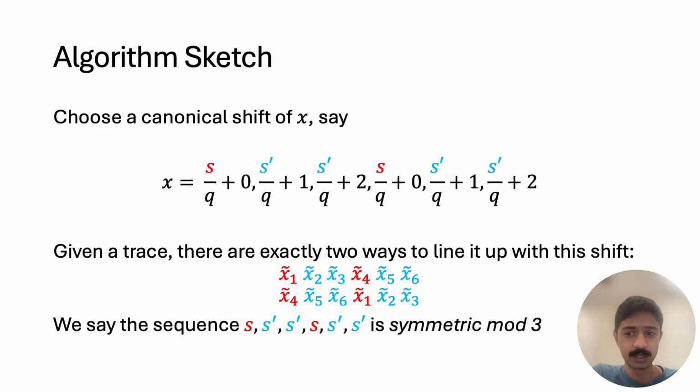And more generally, a sequence of clusters is symmetric mod L if it's invariant to shifts which are multiples of L. If you shift this sequence s, s prime, s prime, s, s prime, s prime by any multiple of 3, you'll end up with the same sequence.